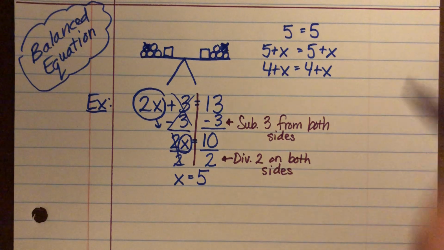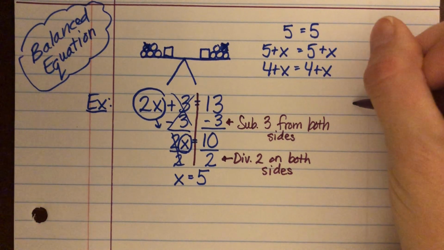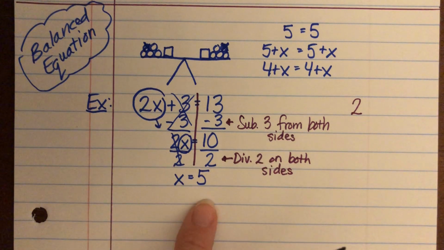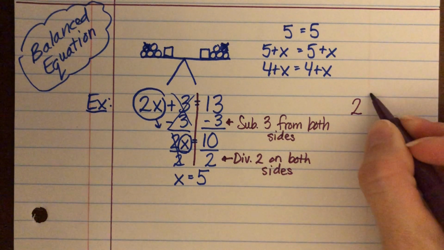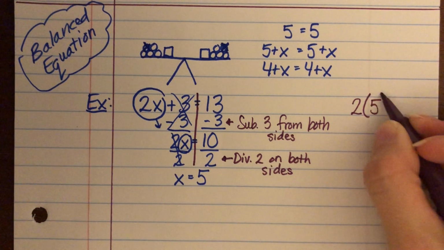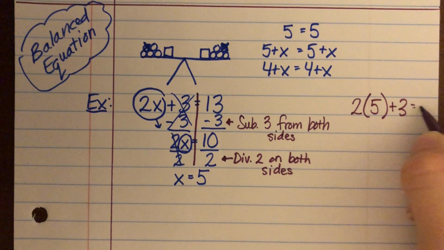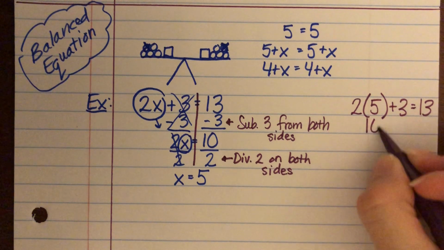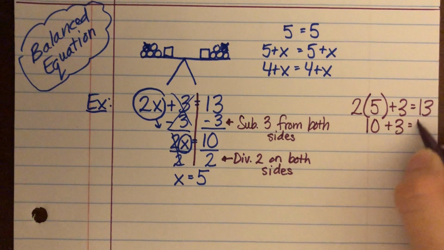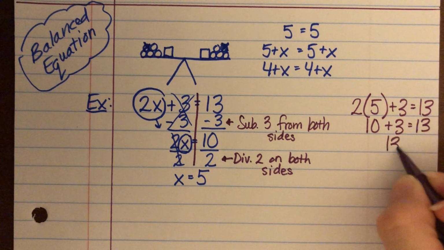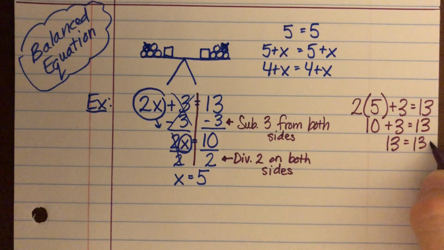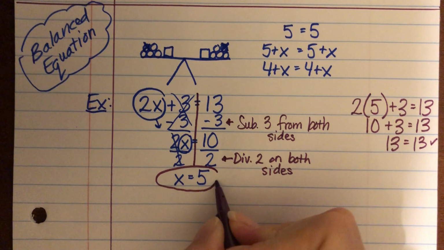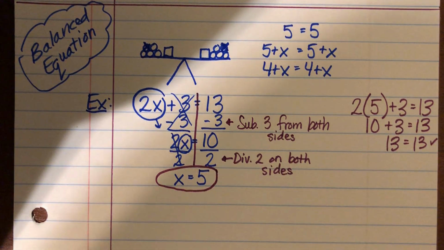Now let's check it. I'm going to take the original equation, and we're saying that the value of x for this equation is 5. So I'm going to put it into the original equation, do my work, and see what happens. So this is 10 plus 3. All right, so we know that this is the correct solution right there. X is equal to 5.